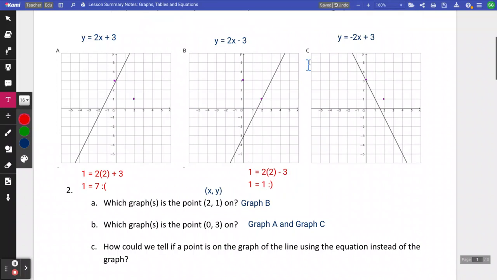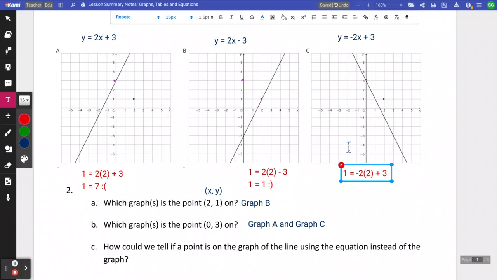What do you think is going to happen over here for graph C? Remember, we said the point (2, 1) is not on the line. What do you think I'm going to see when I do that substitution? Well, because I didn't say graph C was going to be an answer for this one, I'm guessing it's going to show that it doesn't satisfy the equation. Let's go ahead and do that math.